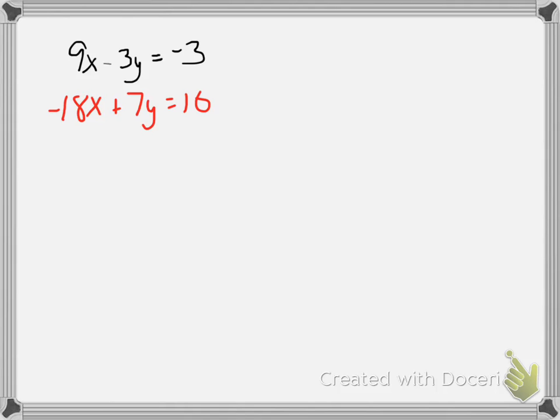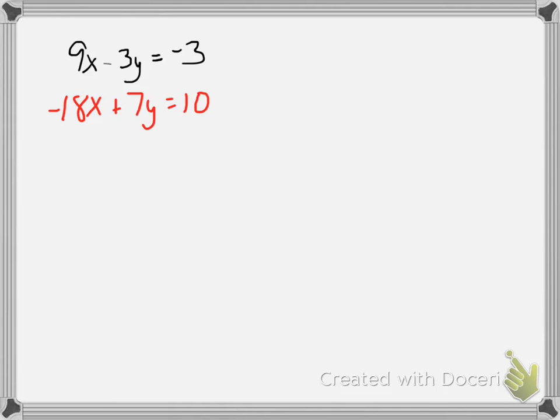So when you look at these, it looks like nothing eliminates. If it's going to eliminate, it's going to be opposites. So like 9x and minus 18x are not opposites. They don't add to 0, so they don't eliminate. Minus 3y and plus 7y are not opposites, so they don't eliminate.